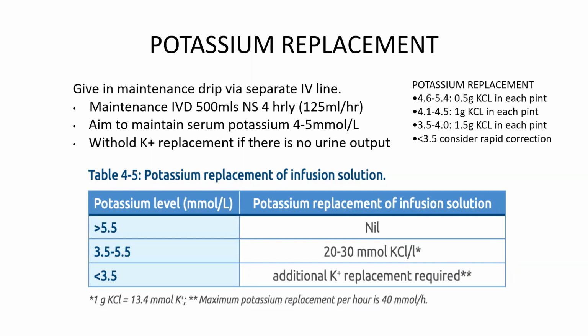Okay, thank you. Okay, so if less than 3.5, you can consider rapid correction. 3.5 to 4, you can put 1.5 gram KCl in each pint, 4.1 to 4.5, 1 gram KCl in each pint, and 4.6 to 5.4, 0.5 gram KCl in each pint.